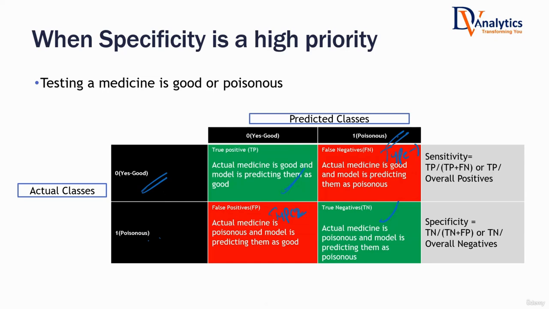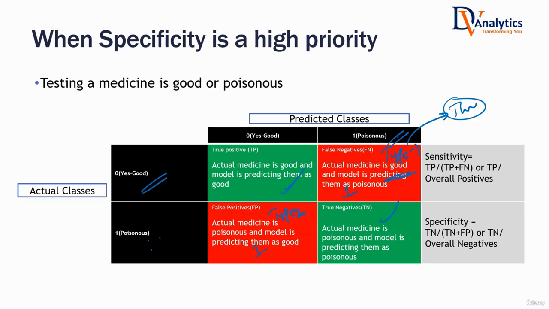Let's say you made one mistake here. Good medicine has been predicted as poisonous. What will be your action after this? You will throw away that medicine. Poisonous medicine has been predicted as good. What will be the action after this? We'll take the medicine. So tell me, is one mistake here equal to one mistake here? No, not at all. What is the loss here? What is the risk? A little bit of monetary loss. What will be the loss here? Loss of life. Obviously, one mistake here is not the same as one mistake here.